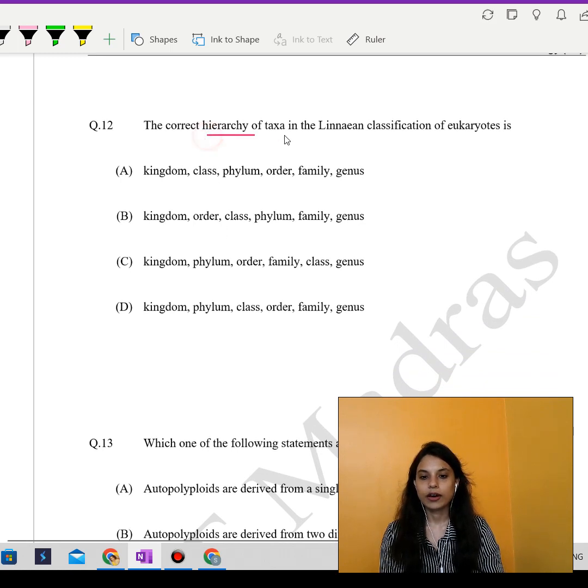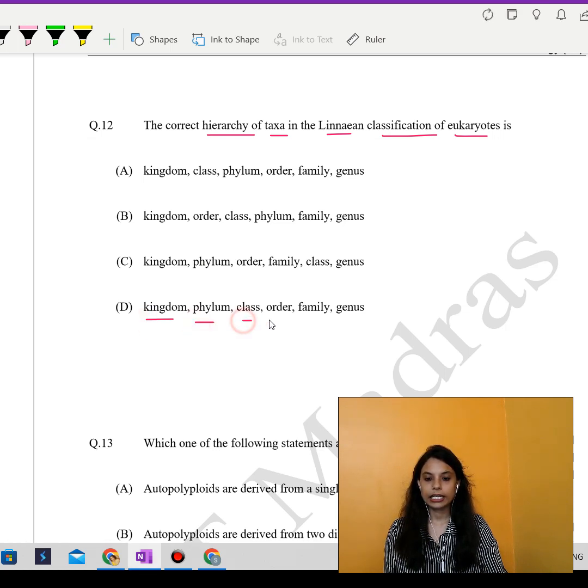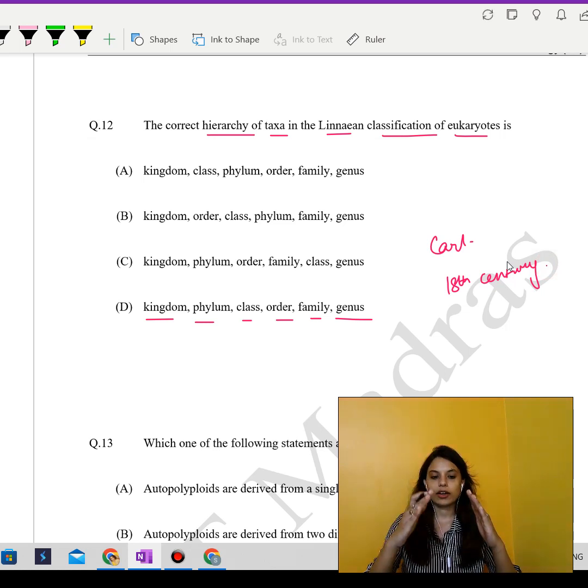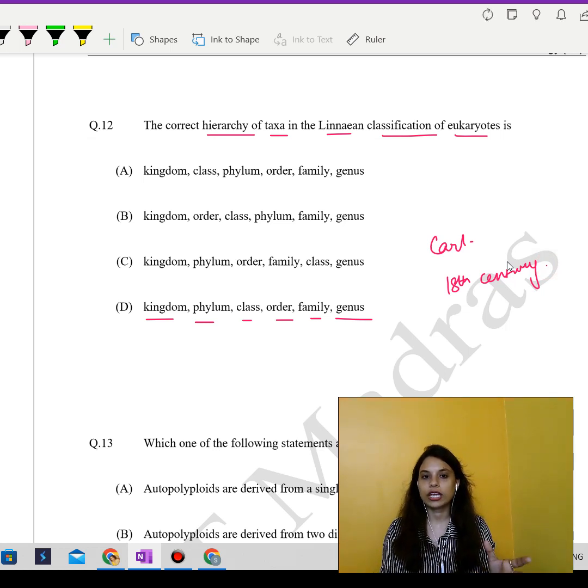The correct hierarchy of taxa in the Linnaean classification of eukaryotes is? It would be kingdom, then phylum, then class, then order, then family, then genus. That's the correct classification. So the Linnaean classification system, which was developed by Carl Linnaeus in the 18th century, organizes the living organisms into a hierarchical structure which is based on shared characteristics.